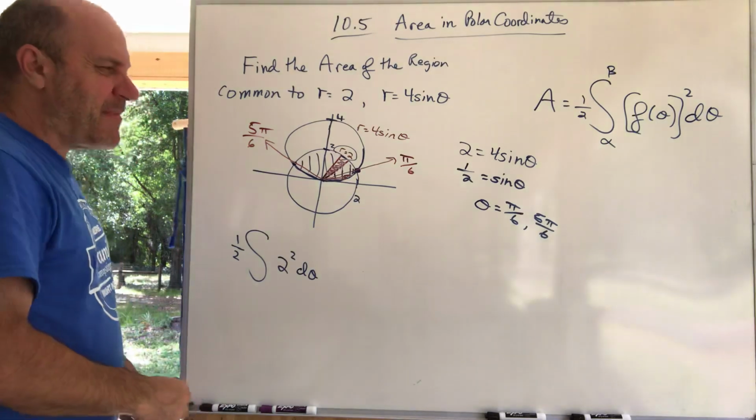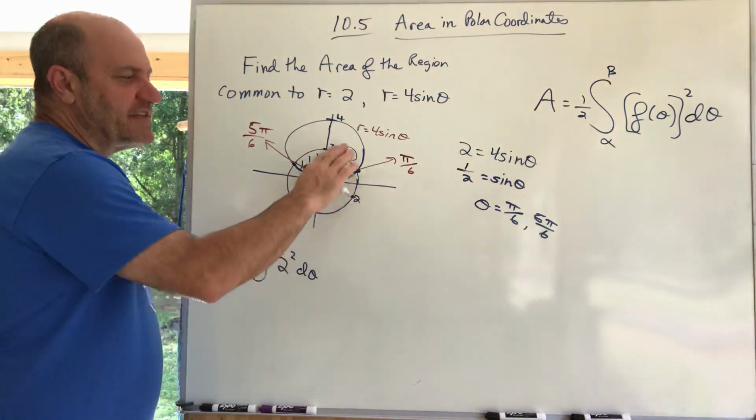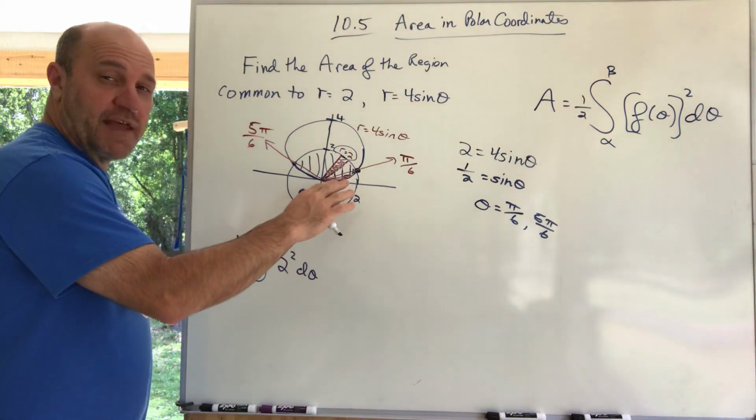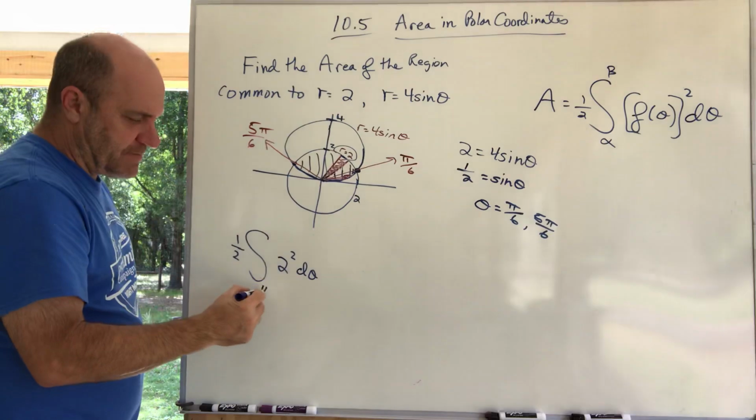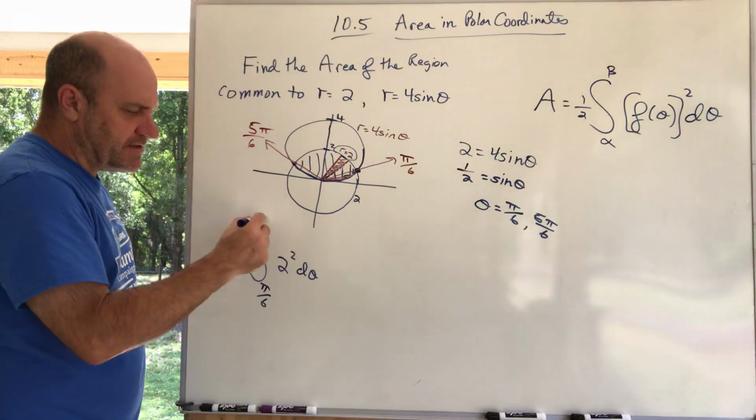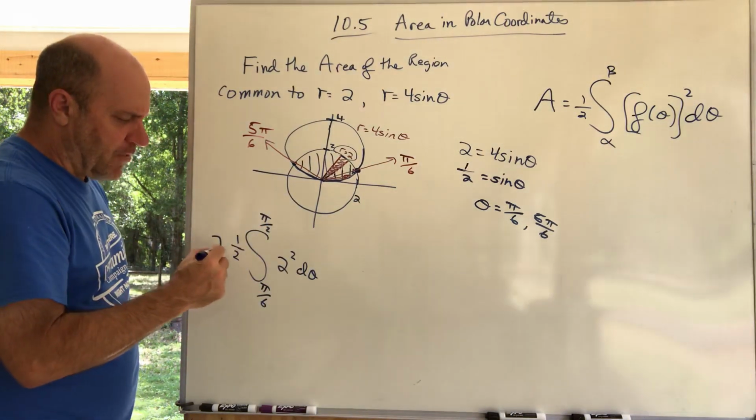Hey, anybody, how about this? Can we just work over here on this half, and then we'll double the answer? So I'm going to go from pi over 6 to pi over 2. I'm changing my mind already. Pi over 6 to pi over 2, and I'm going to double my answer.